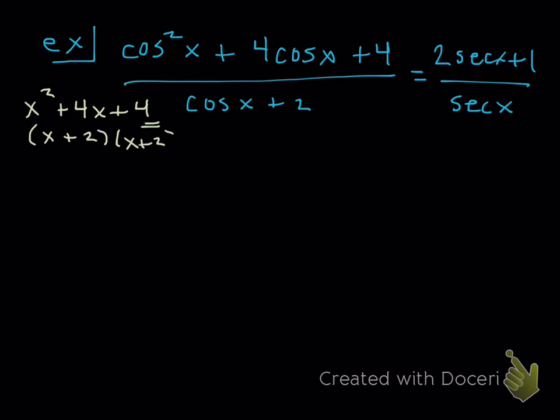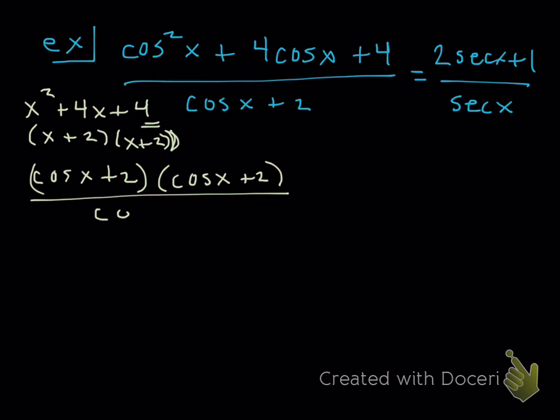So to tie this back together, up here, this means it factors down to being cosine of x plus 2 times cosine of x plus 2. And this is all over cosine of x plus 2. So one set of these is going to cancel, but I'm still going to be left with cosine of x plus 2. And here's where we hit the wall.